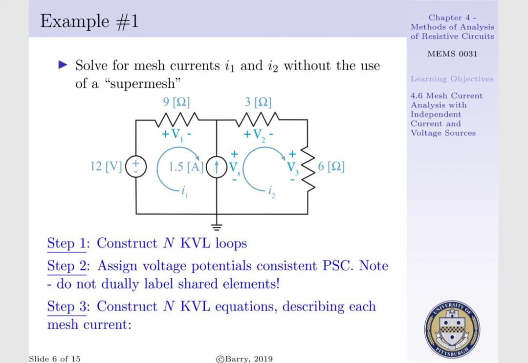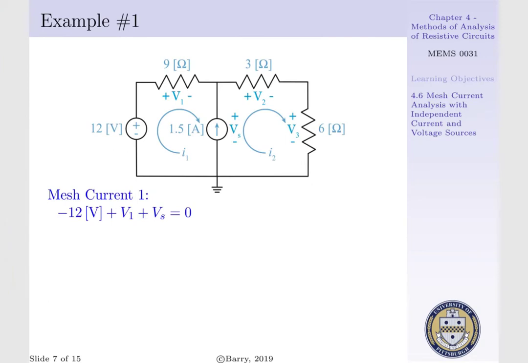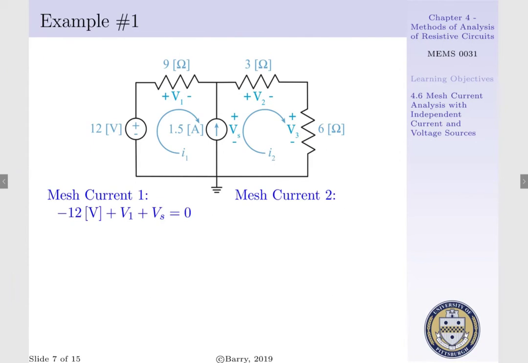Our third step is to construct n KVL equations, describing each mesh current. For our first mesh, we have the following: minus 12 volts plus V1 plus Vs is equal to 0. For our second mesh current, we have the following: minus Vs plus V2 plus V3 is equal to 0, where our Vs variable is a placeholder that is going to link mesh currents 1 and 2. We're not actually solving for said voltage potential.